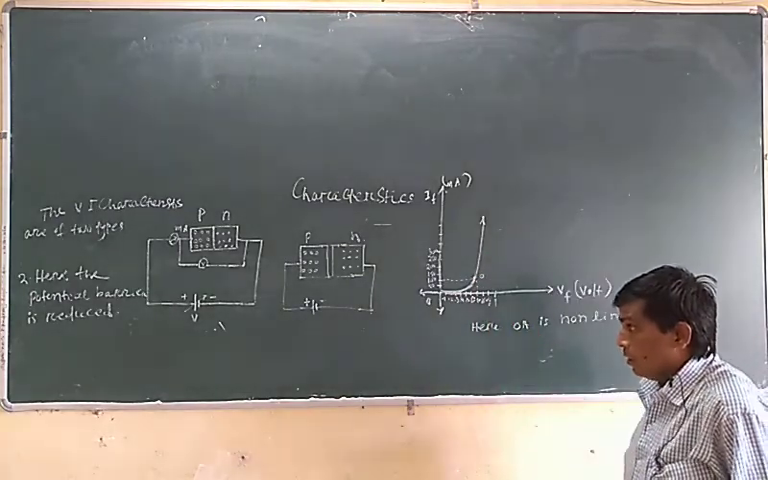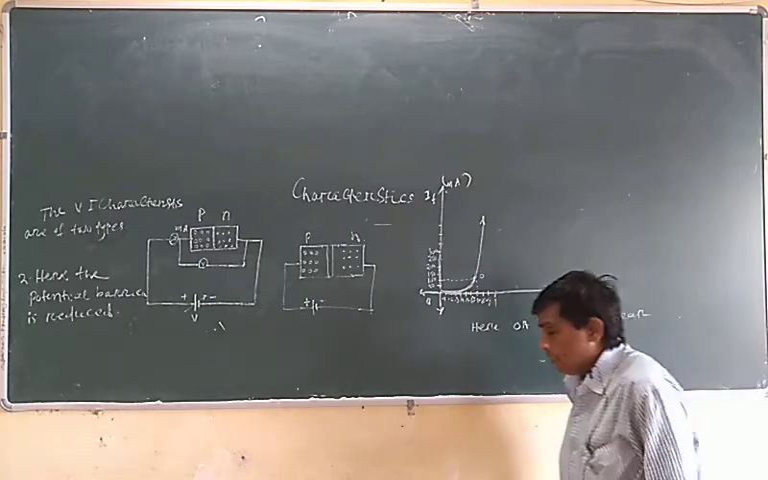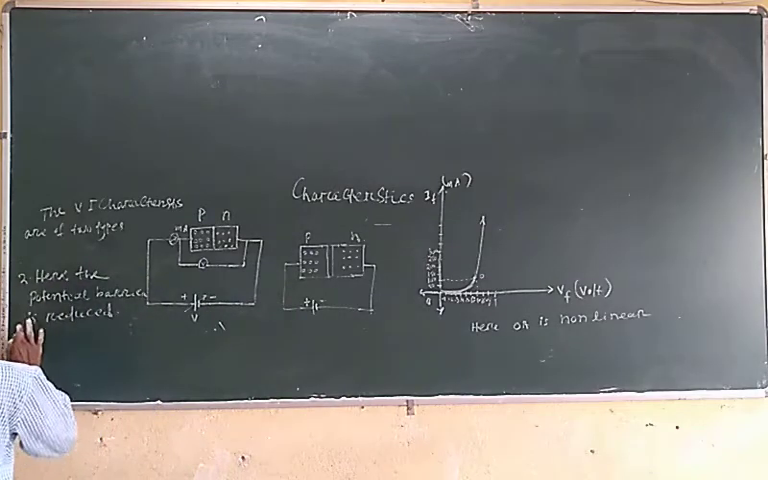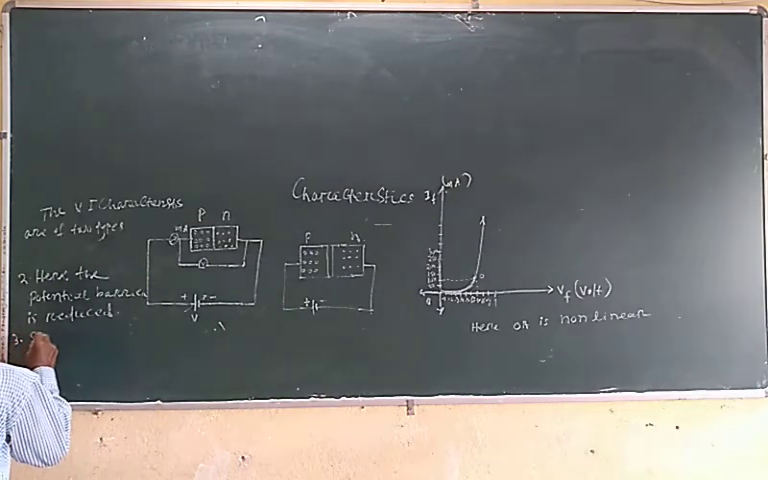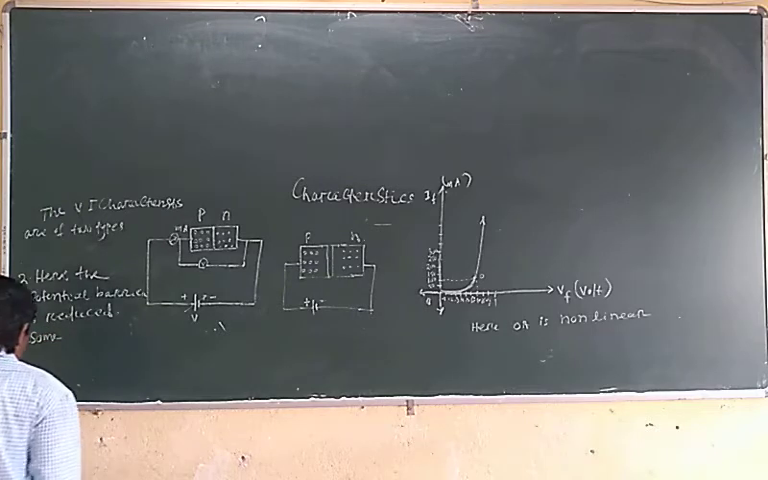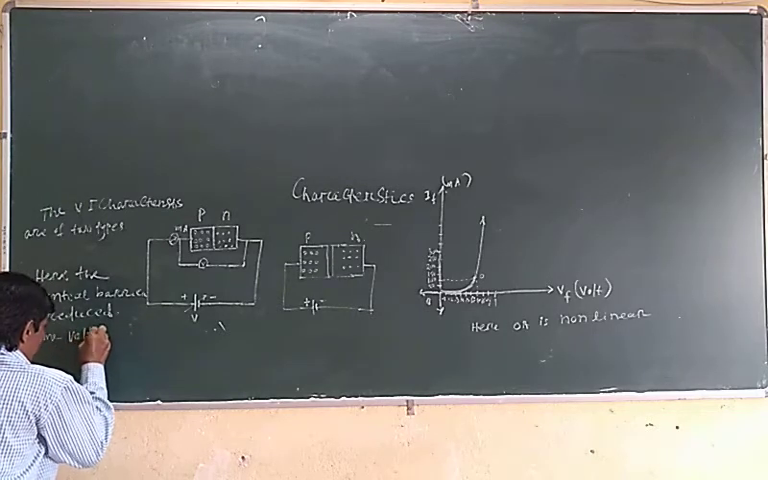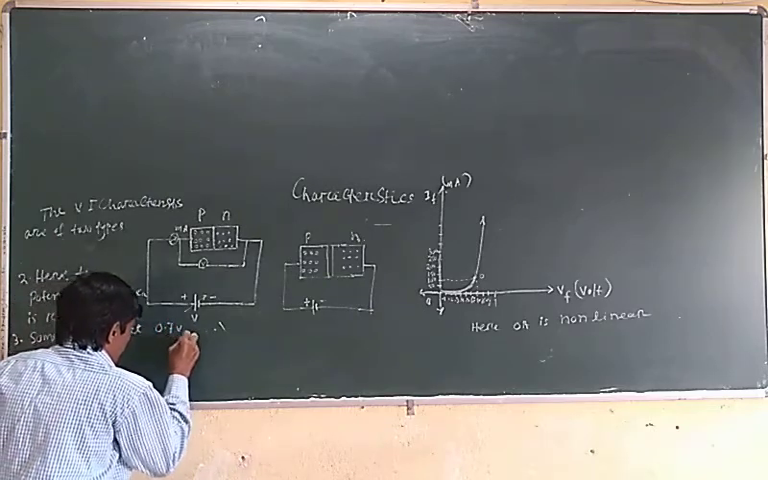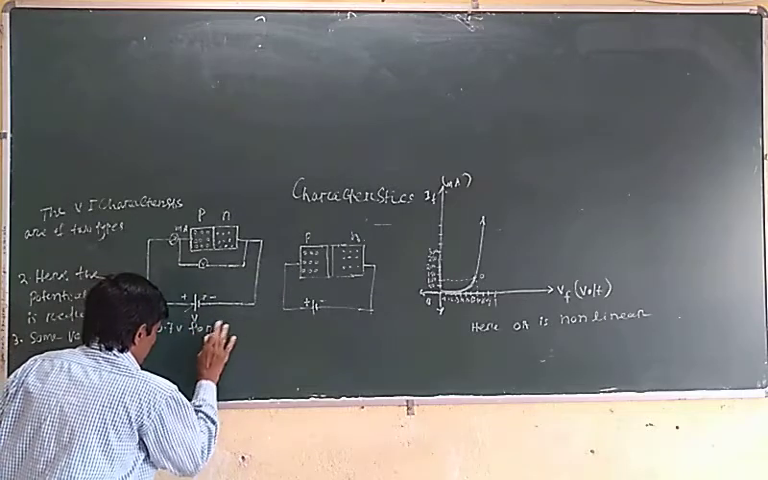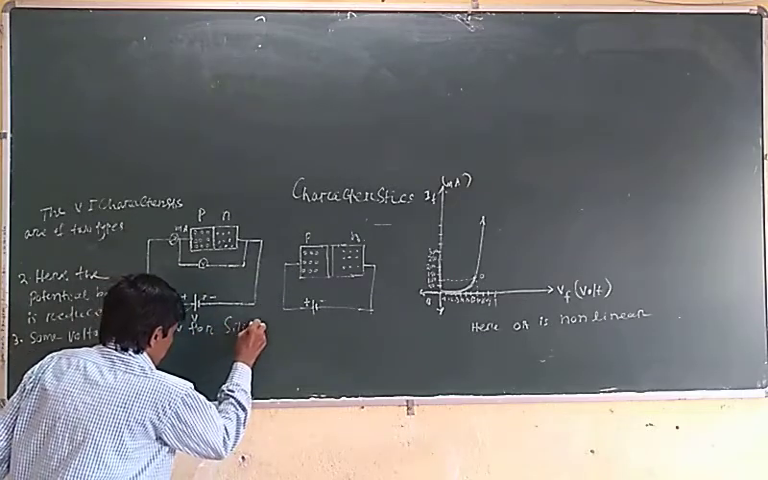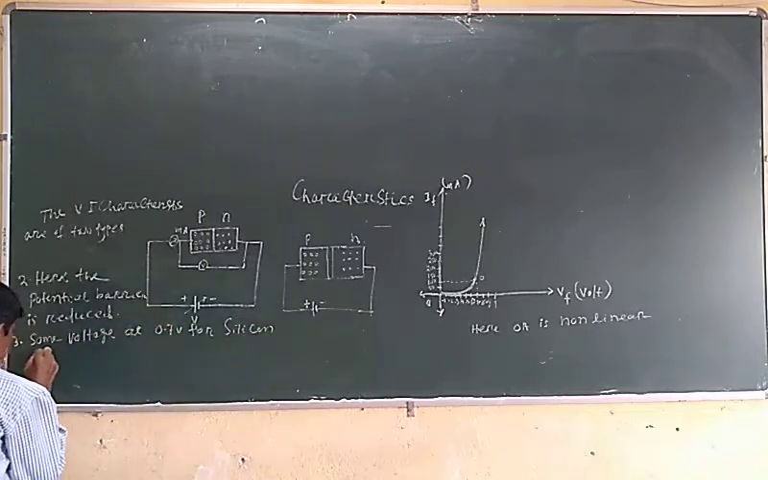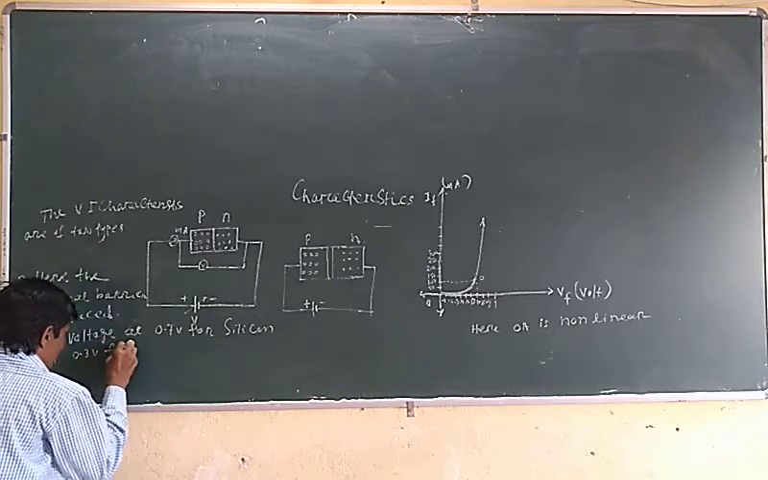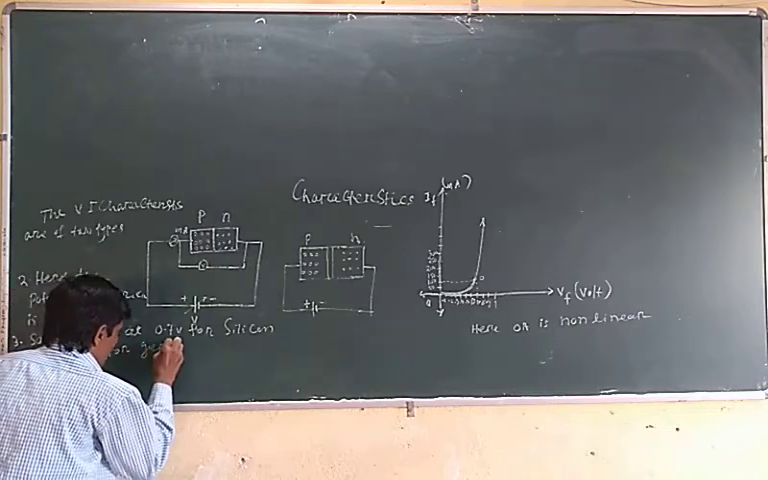So we write a point: the cut-in voltage is 0.7 volt for silicon and 0.3 volt for germanium.